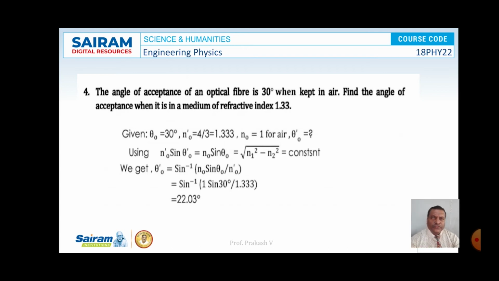So here theta naught is given as 30 degree, the angle of acceptance of the optical fiber when it is kept in air. Then when it is kept in a medium of refractive index 1.33, the value of theta naught becomes theta naught dash, which is observed to be 22.03 degrees. So this is the solution for the given problem.